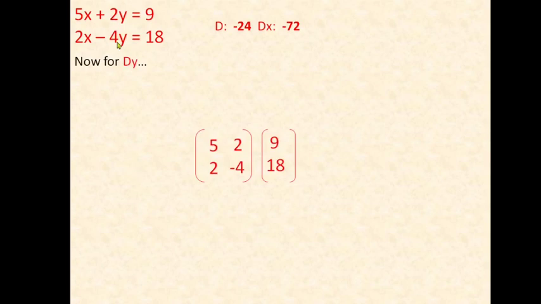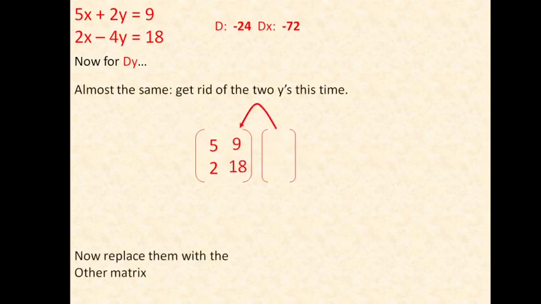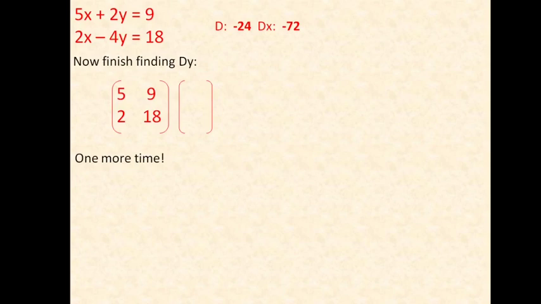Here 2 and minus 4 are the coefficients of y. In your first matrix, they are placed in the second column, 2 and minus 4. I'm going to replace 2 and minus 4 with the coefficients in your second matrix, that is 9 and 18. So on replacing, your first matrix will look like this. Now we can solve this matrix to find the value of dy. So this is your final matrix which will give you the value of dy.